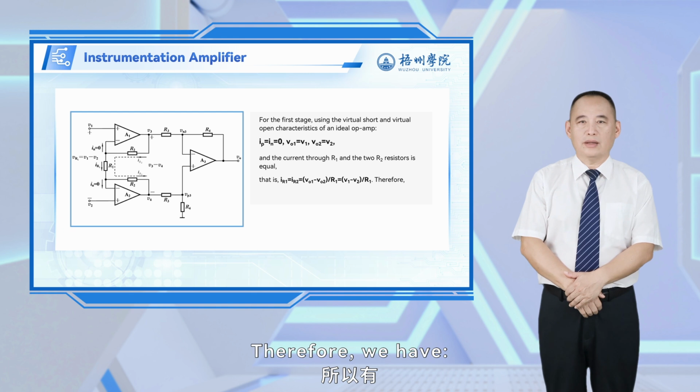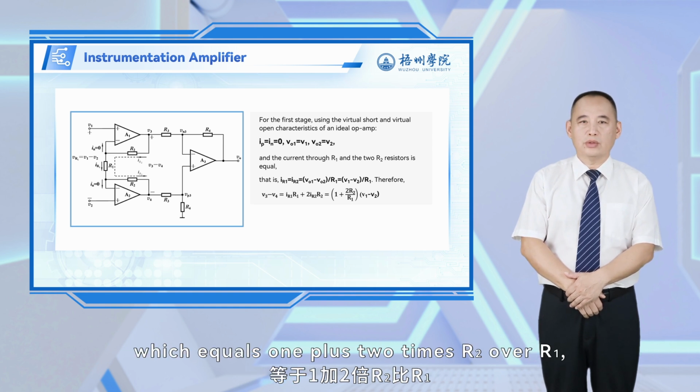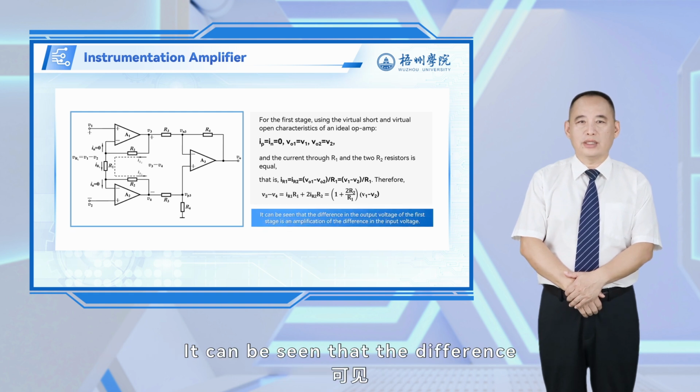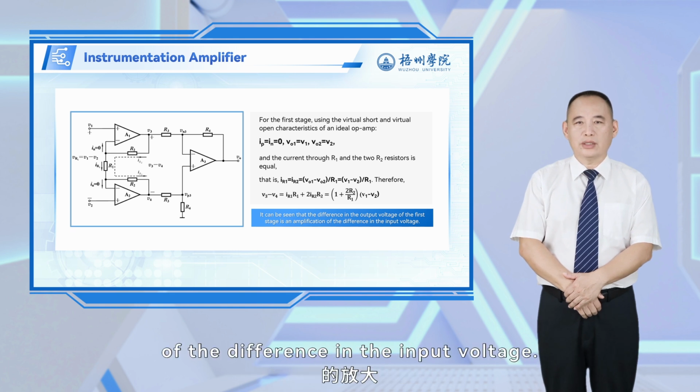Therefore, we have V3 minus V4 equals IR1 times R1 plus 2 times IR2 times R2, which equals 1 plus 2 times R2 over R1, all multiplied by the difference between V1 and V2. It can be seen that the difference in the output voltage of the first stage is an amplification of the difference in the input voltage.